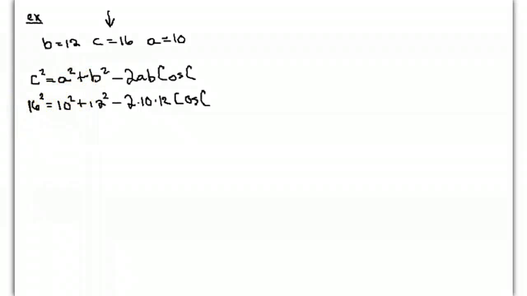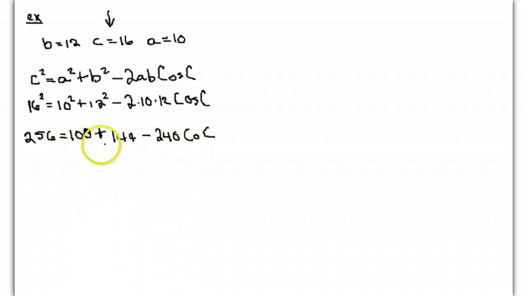So 16 squared is what? That's 256 equal 100 plus 144 minus, you got 2 times 10 times 12. What does all that multiply out to? 240, because 2 times 10 is 20, and you multiply that times 12, so that gives you 240. So 240 cosine of C.